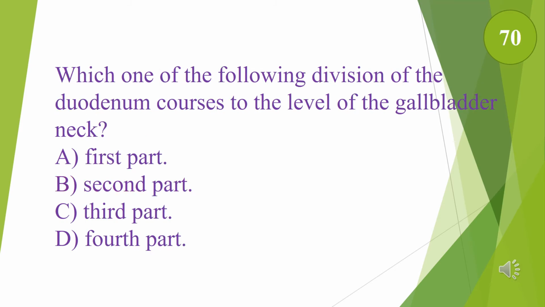Which one of the following divisions of the duodenum courses to the level of the gallbladder neck? A. First part, B. Second part, C. Third part, D. Fourth part. The answer is A. The first part, which is the superior portion of the duodenum.